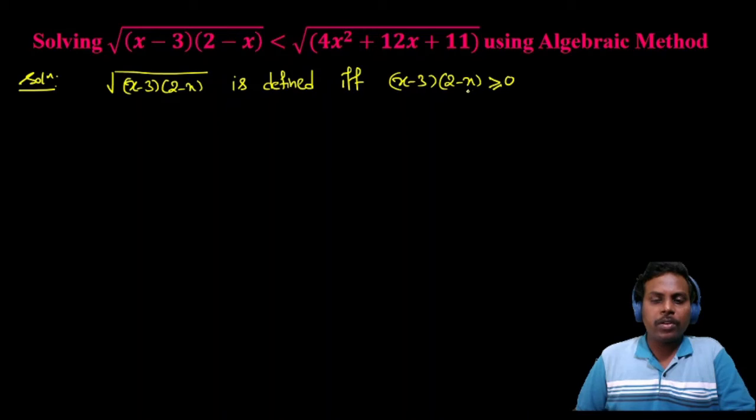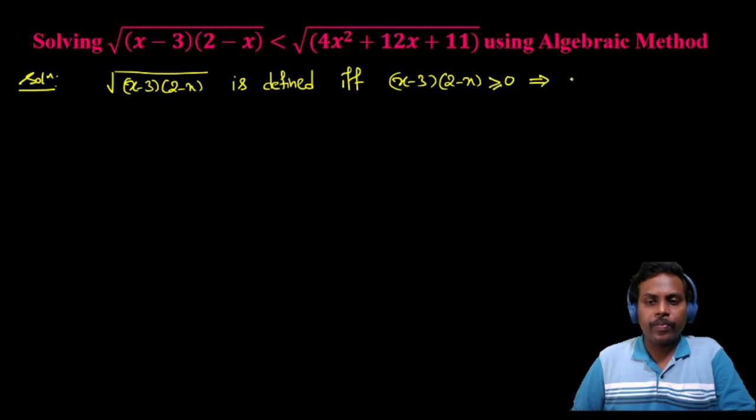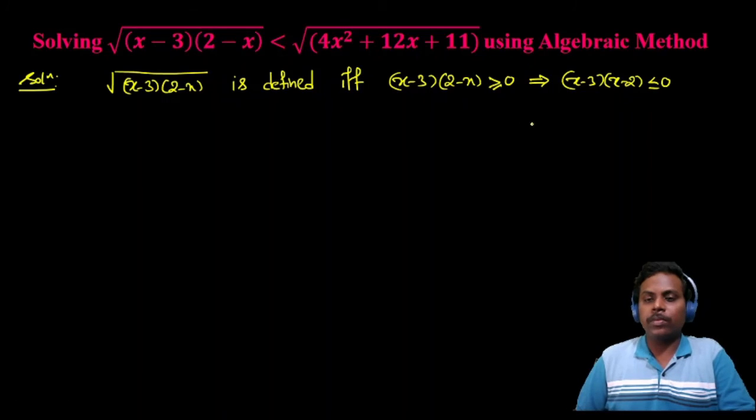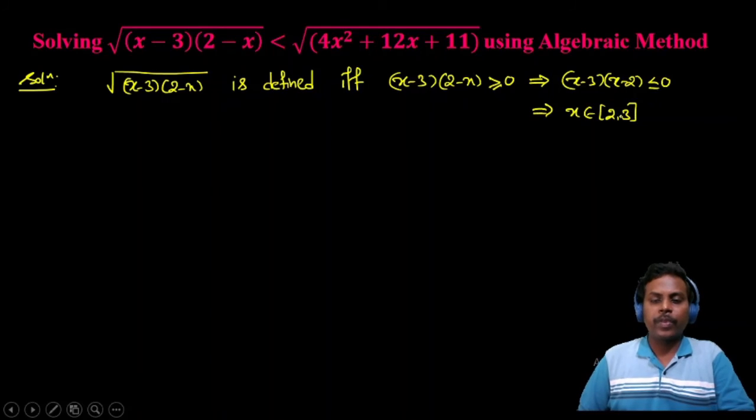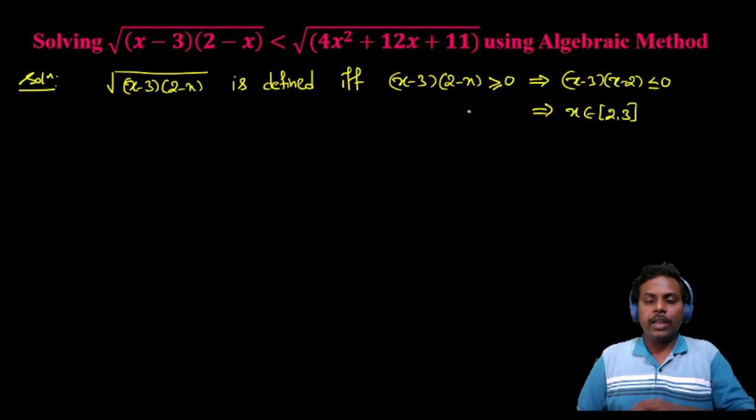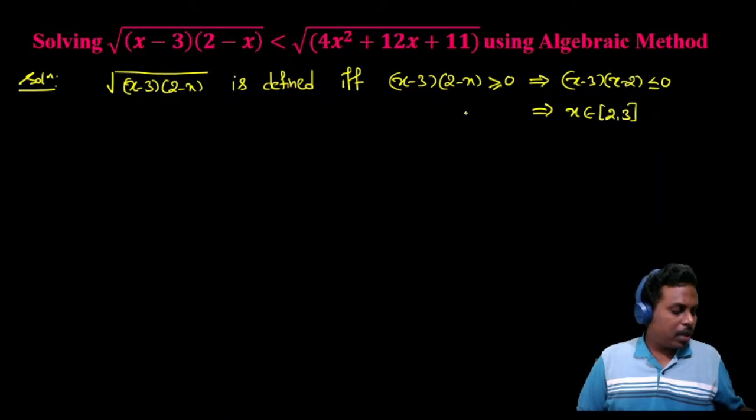So for what values of x this inequality gets satisfied implies (x minus 3) into (x minus 2) less than or equal to 0. Okay, I have taken minus one common and multiplied it. Then with the help of the result that we have studied already, you can write the solutions here. Okay, x belongs to the closed interval 2 to 3.